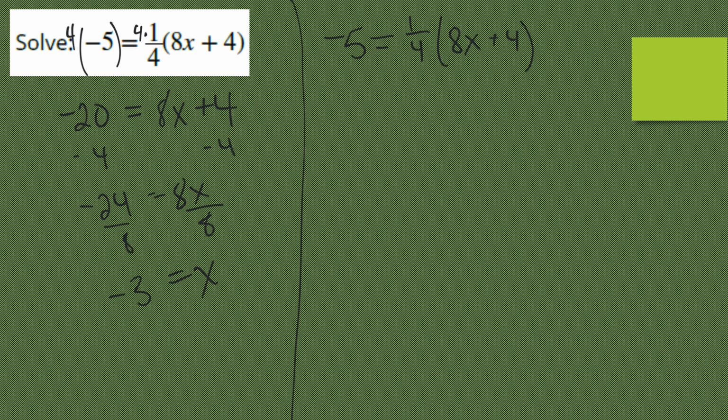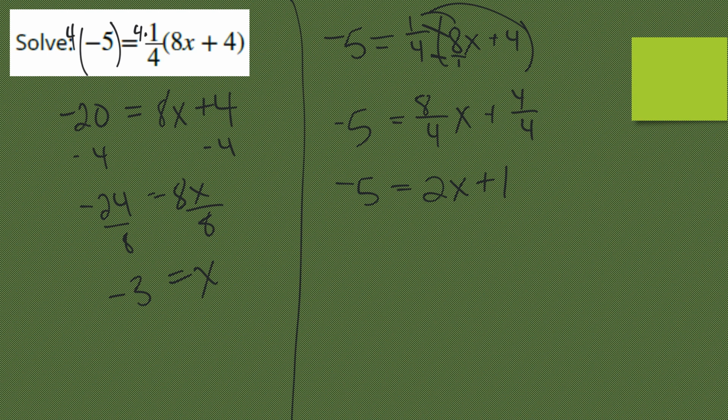Okay, so I noticed quickly that distributing here would give me 8 over 4x, because remember, that's 8 over 1, multiply straight across, and then 4 over 4. And I know that all those fractions will simplify. 4 goes into 8 twice. 4 goes into 4 one time. But check this out. Take away 1. Divide by 2. And what do you know? We still get negative 3.